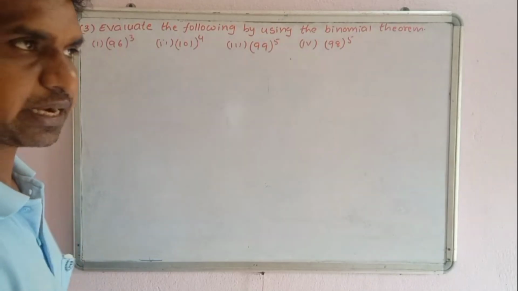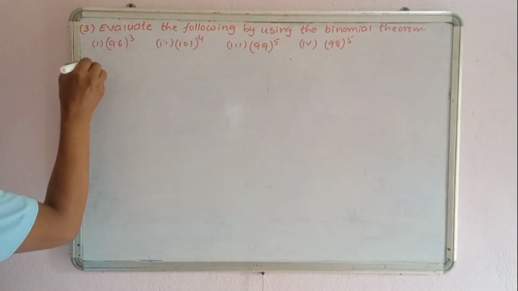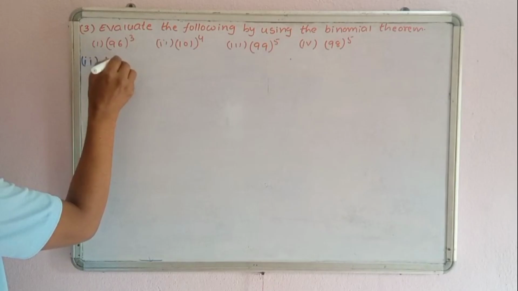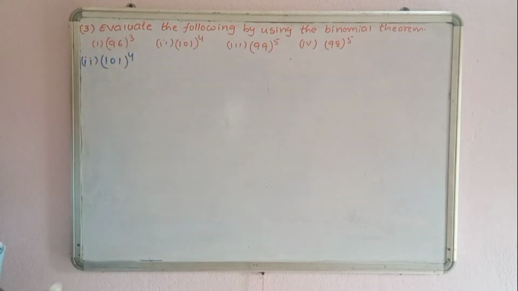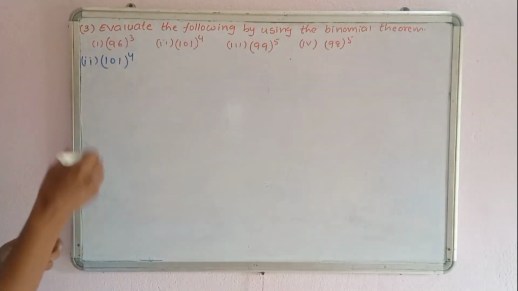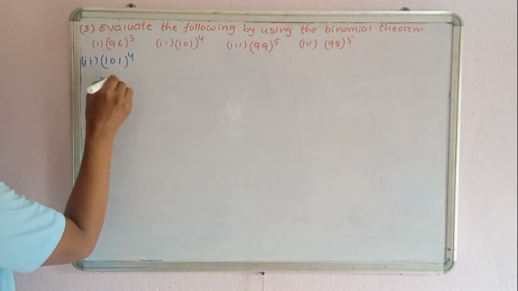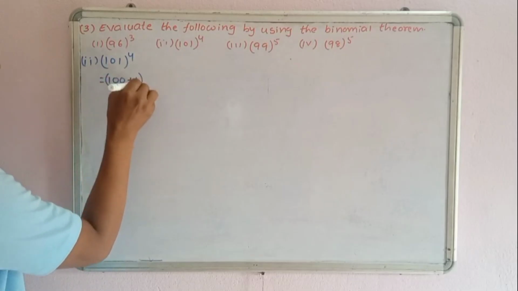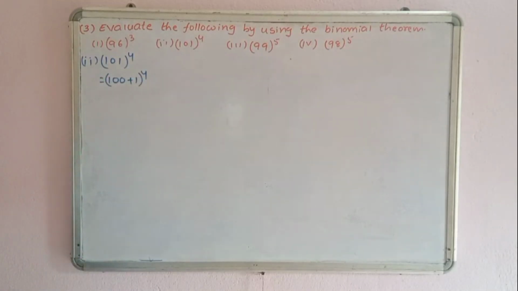Third problem, second. So 101 whole power 4. First, 101 whole power 4 can be split into 100 plus 1 power 4, that is, 100 plus 1 whole power 4.